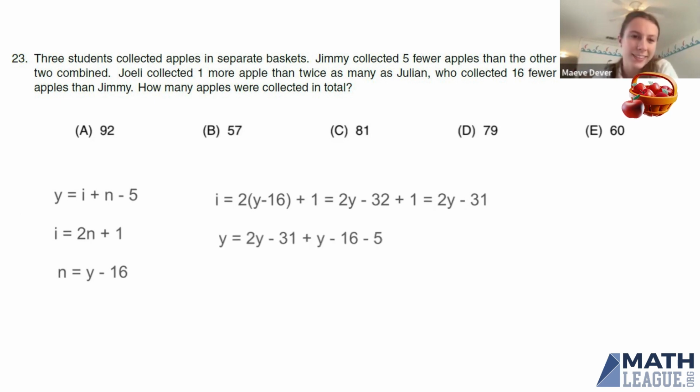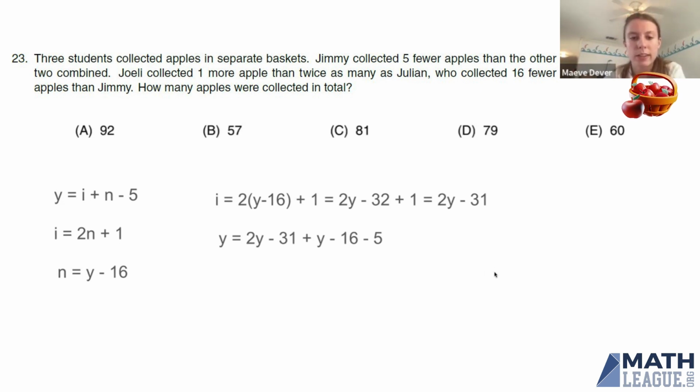All right. Now let's do the same thing with our equation y equals I plus n minus 5. I is 2y minus 31, so we replace the I in I plus n minus 5 with 2y minus 31. N is y minus 16, so we replace n with y minus 16, and we get y equals 2y minus 31 plus y minus 16 minus 5. That's a bit messy, but it's not actually bad in any way, because it's just got y's in it, which is exactly what we want from an equation.